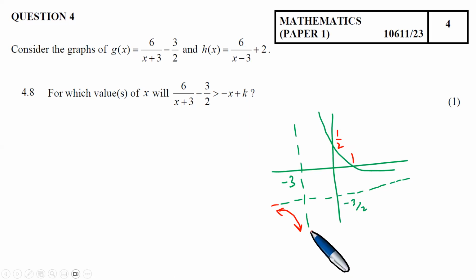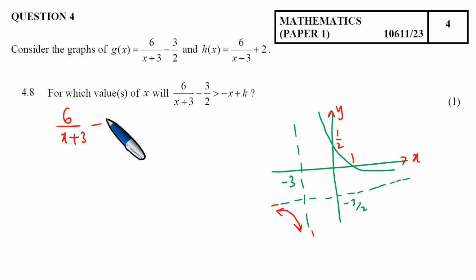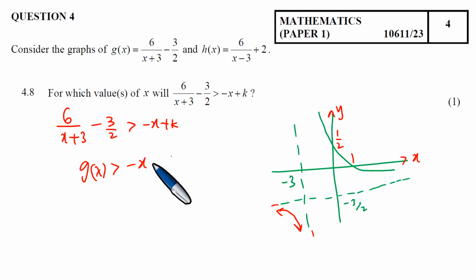So what do we need? So now this is the graph we saw. We want to actually be in a position to find the answer to this question, because it involves an inequality. So we are effectively looking at this. The 6 out of x plus 3 minus 3 out of 2 is bigger than minus x plus k. Look at this. It is the function g, which means g of x is bigger than minus x plus k.